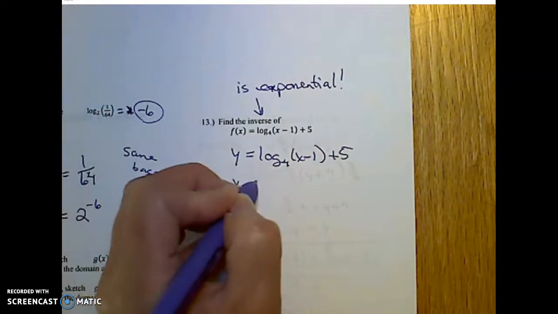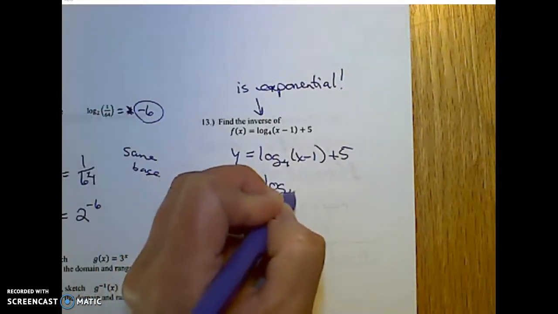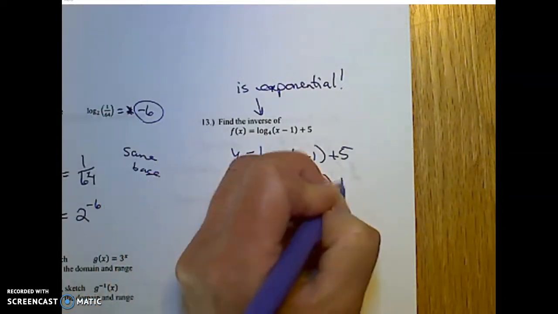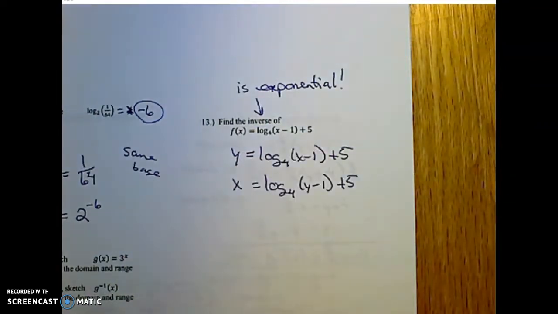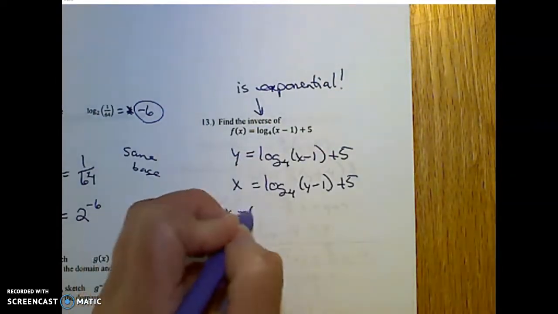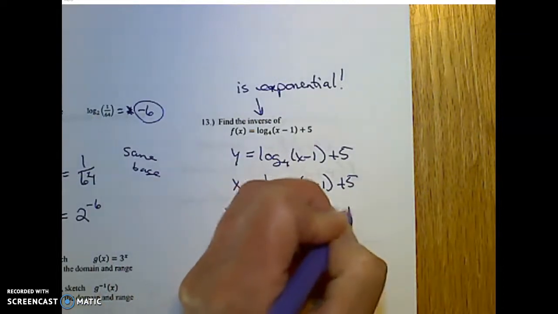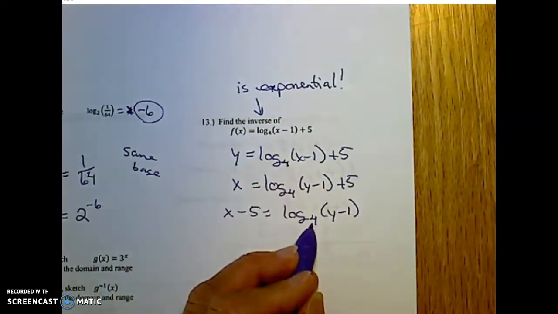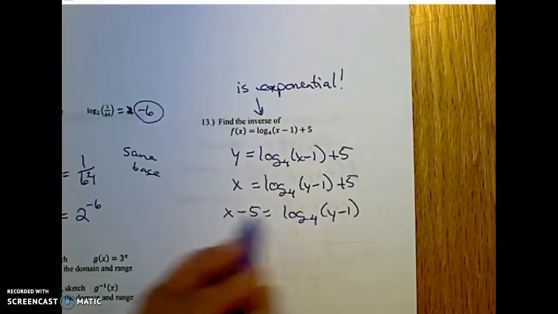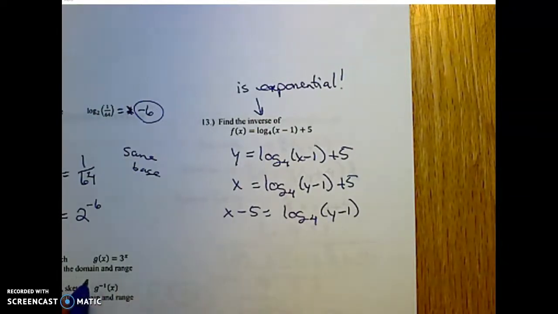Switch the x and the y. X is equal to log base 4 of y minus 1 plus 5. And now solve for y. X minus 5 is equal to log base 4 of y minus 1. The subscript, that 4, is lower. Everything else is even. That 4 is written lower.